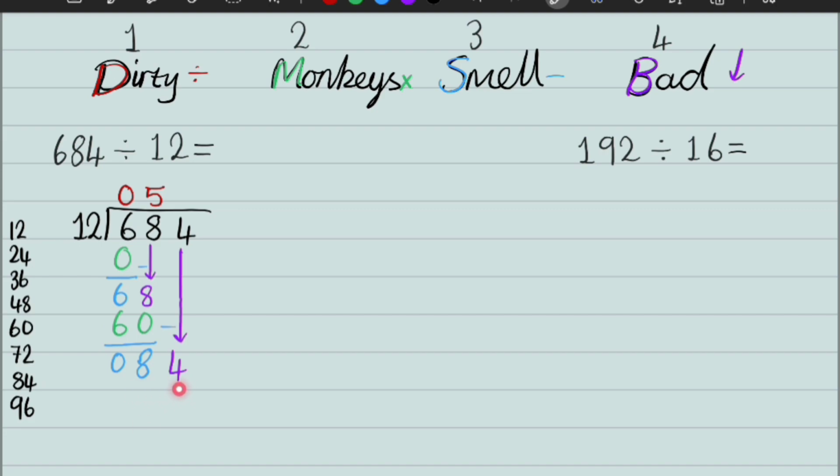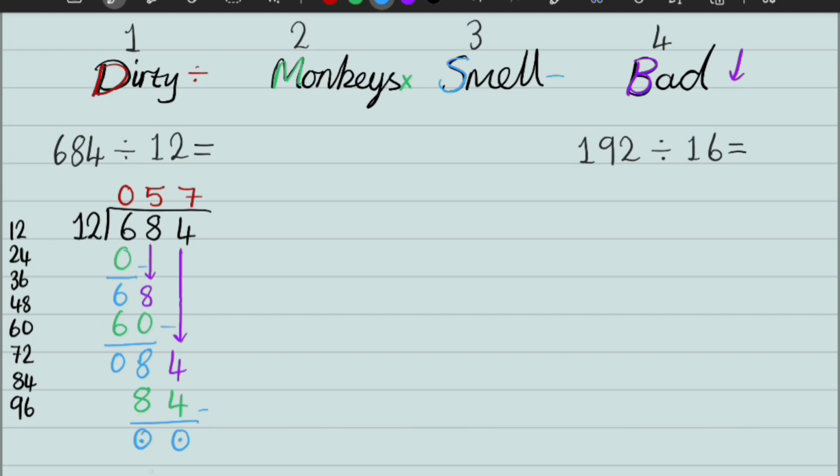Okay, I'm going to do 84 divided, back to the beginning, by 12. What is 84 divided by 12? Well, let's check over here on the side, shall we? 1, 2, 3, 4, 5, 6, 7. Okay, I've got 7 up here. Multiply. Dirty monkeys smell bad. What was 12 multiplied by 7? It was 84. Subtract. I'm going to do 84 subtract 84 gives me 0.